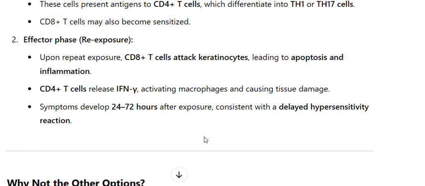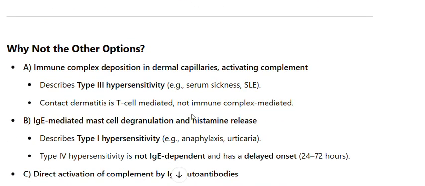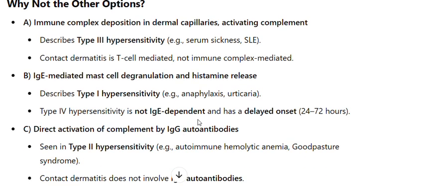Why not the other options? A. Immune complex deposition in dermal capillaries, activating complement, describes type 3 hypersensitivity, e.g. serum sickness, SLE. Contact dermatitis is T cell-mediated, not immune complex-mediated. B. IgE-mediated mast cell degranulation and histamine release describes type 1 hypersensitivity, e.g. anaphylaxis, urticaria. Type 4 hypersensitivity is not IgE-dependent and has a delayed onset, 24 to 72 hours.